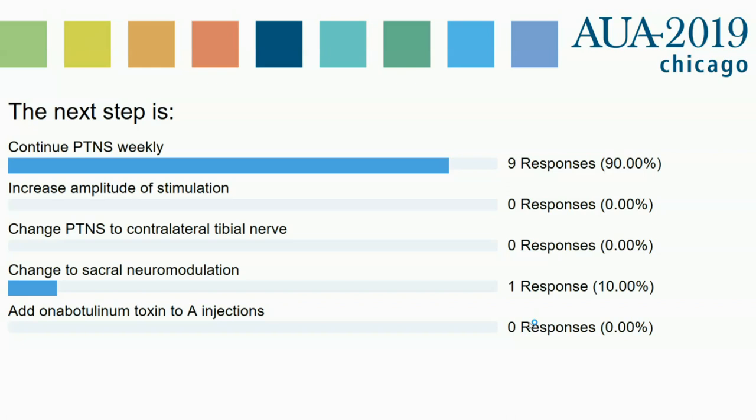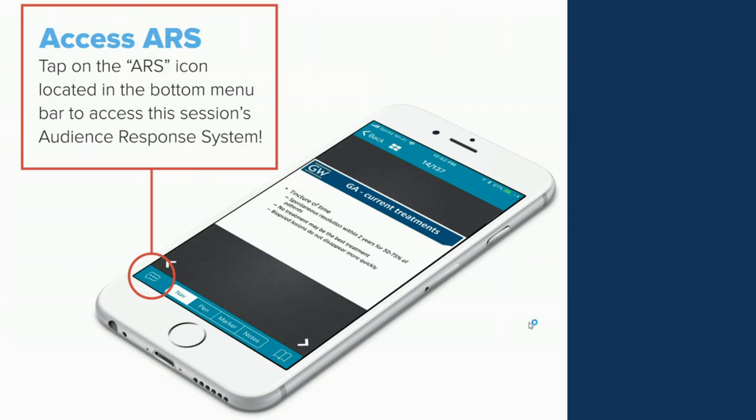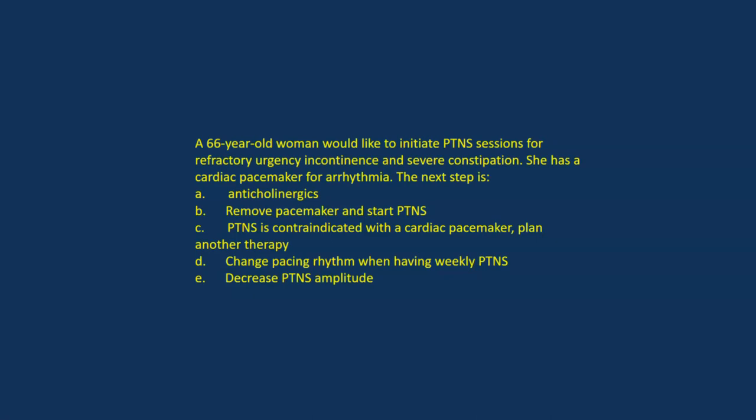So continue PTNS. It's going to take more time, so you have to really be a little bit of a cheerleader for these patients to encourage them to continue the therapy. All right, 66-year-old woman would like to initiate tibial nerve stimulation for refractory urge incontinence and severe constipation.